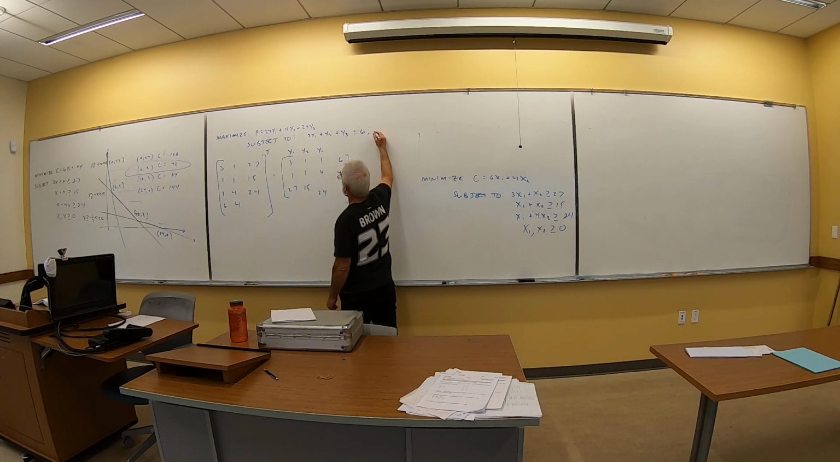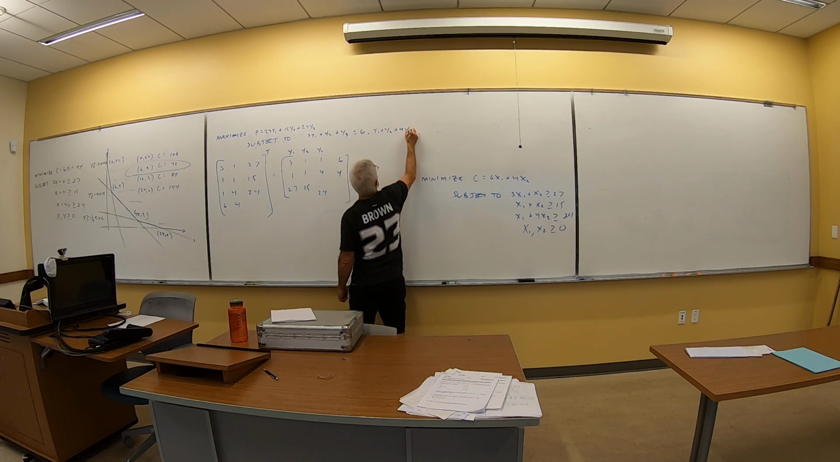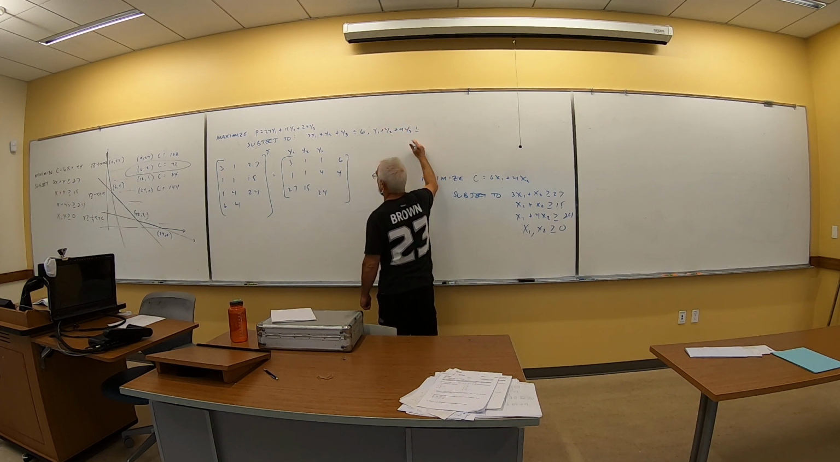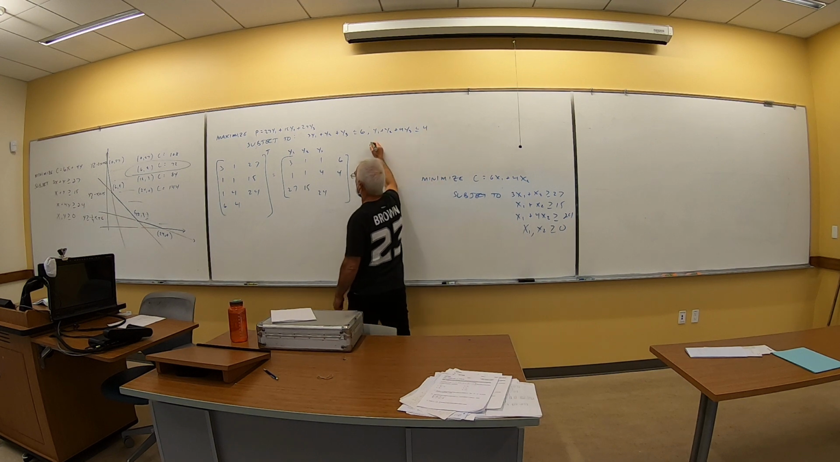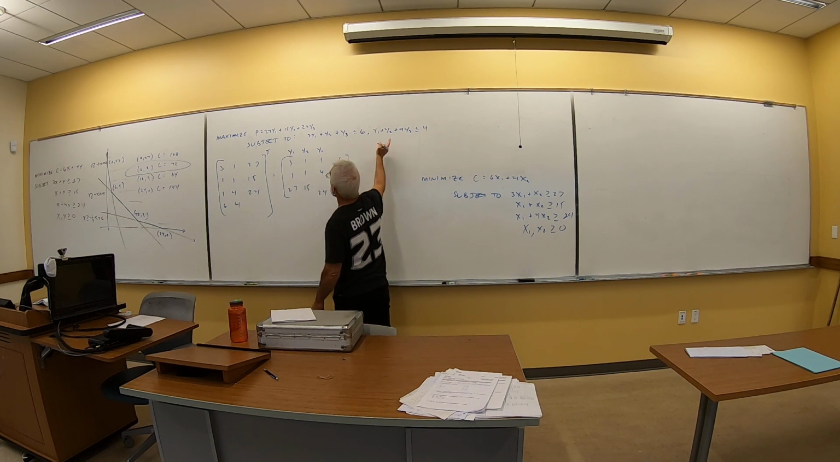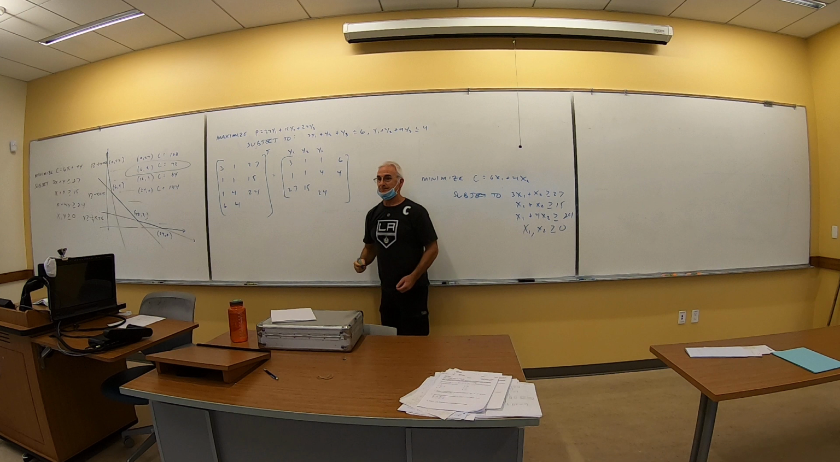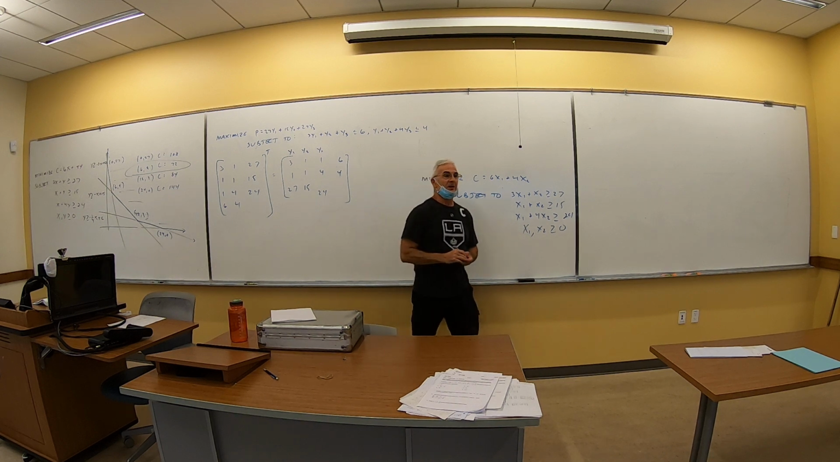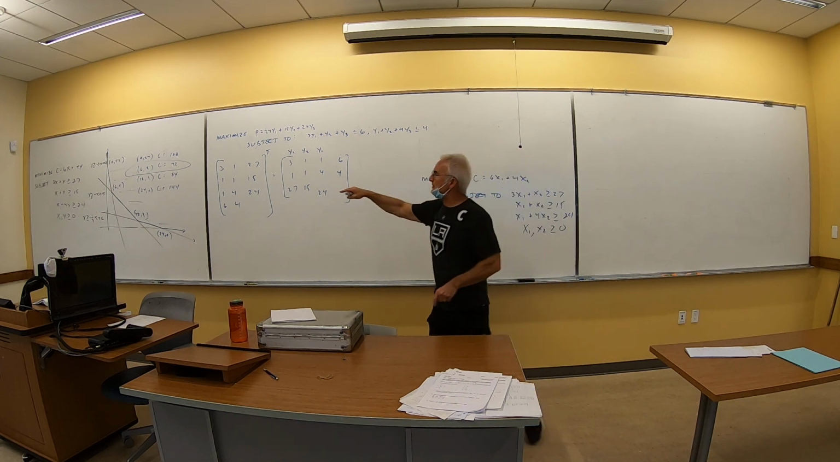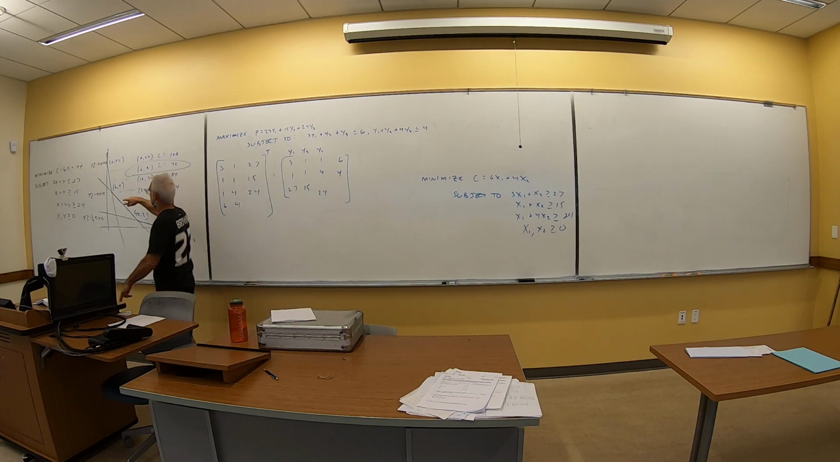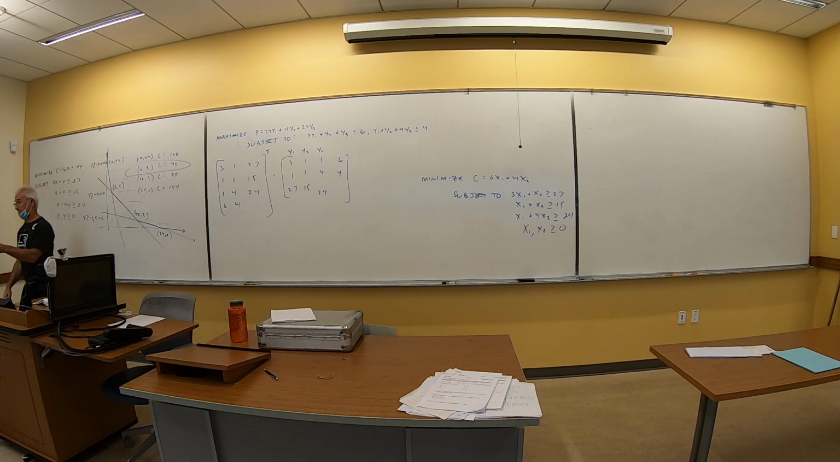I'll write it horizontally so I can fit it up here. y1 plus y2 plus 4y3 is less than or equal to 4. And finally, oh, that's it. Just those two. Okay? So here's how it works. In the original problem, I had 2 variables, but 3 constraints. In the dual problem, I have 3 variables and 2 constraints.